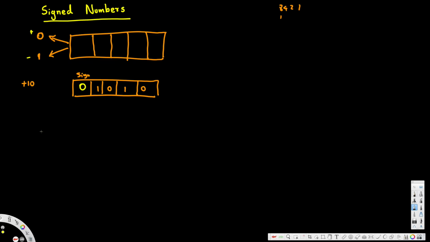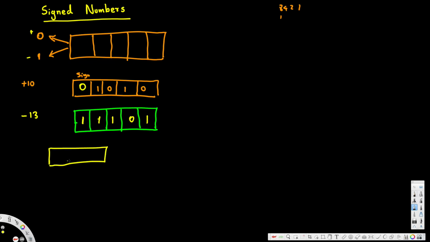Now let's write negative 13. To have a negative, we just have to write 1 right here. And 8, 4 is 12, 12 plus 1 is 13. So this is going to be just 1, 1, 0, 1.